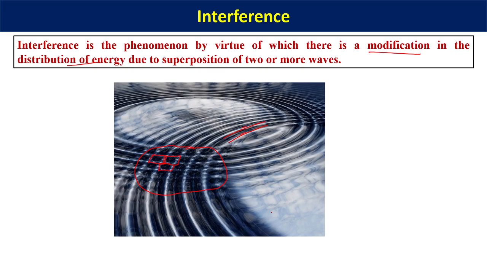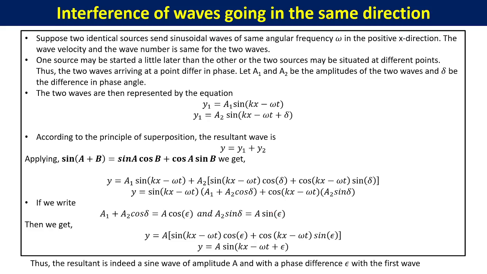But before that, let us go and understand mathematically exactly how interference can be achieved and what the types of interference are. There are two classes of interference. One is known as constructive interference, another is called destructive interference. All right, so mathematically we will understand that.